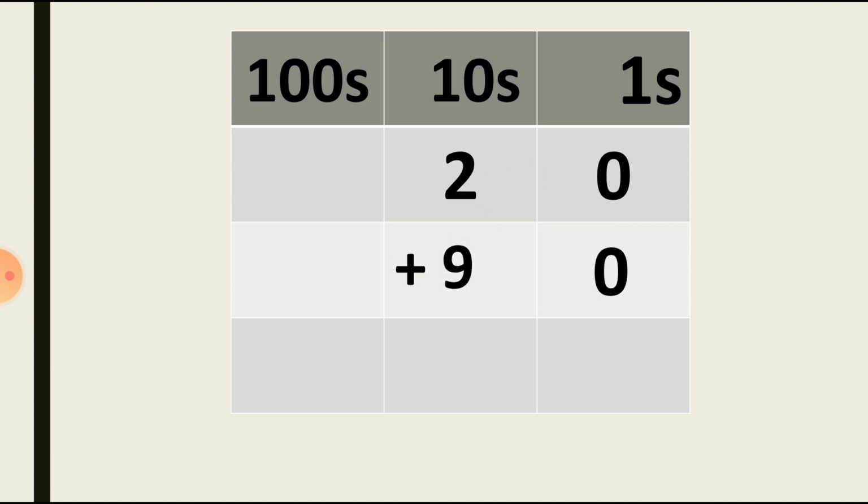Here is the next number, ones column. Let's start with the ones column. So here is 0 plus 0. So we can write down this number 0 under the ones column. Then let's move to the tens column. 2 plus 9. So 2 plus 9 is equal to 11. So write down 1 under the tens column and another one under the hundreds column. This way we can write down the answer, students.